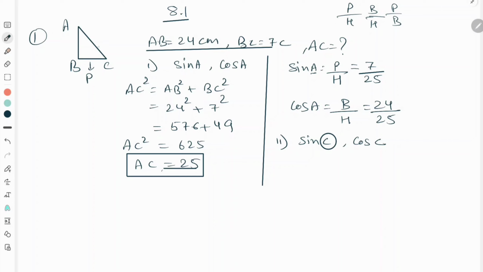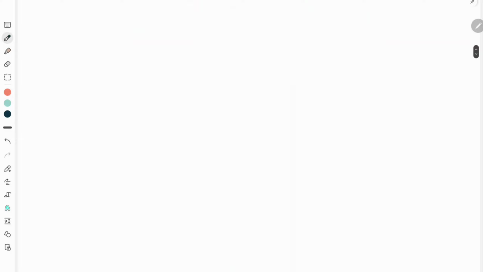Now we are using angle C, so our perpendicular will be AB and BC will now become the base. The hypotenuse will remain the same. Now you have the values of all three sides. You can just find the value of sine C and cos C by yourself. Let's move to question number 2.